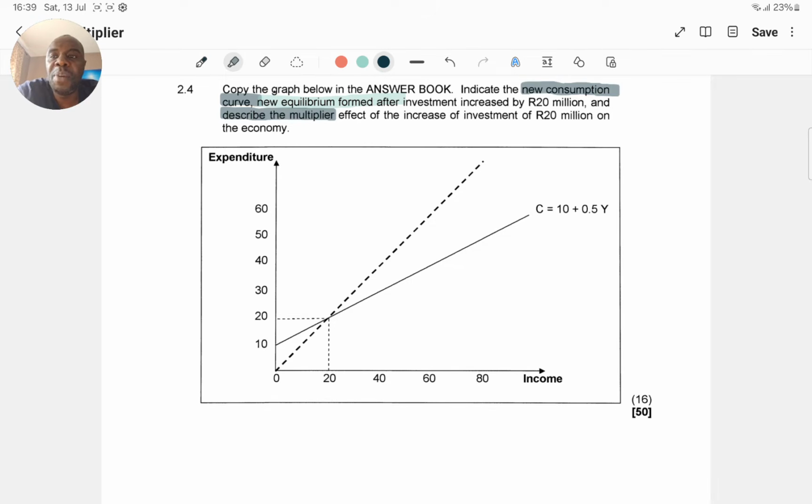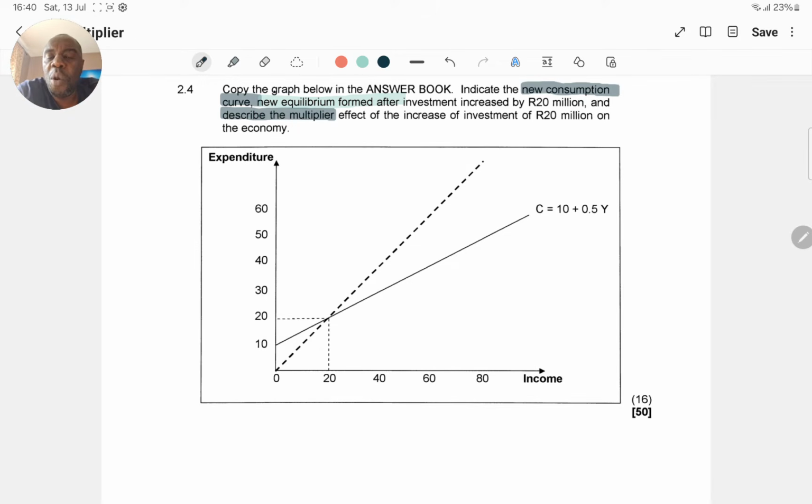First of all, let's start by briefly describing what the multiplier is. The multiplier is a small change in spending that results in a more than proportionate change in income. So the graph is going to help us explain what really the multiplier is all about. Before we start answering the question, let's start by analyzing the graph that we have been given.